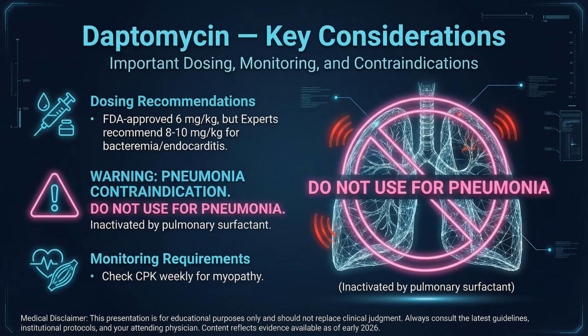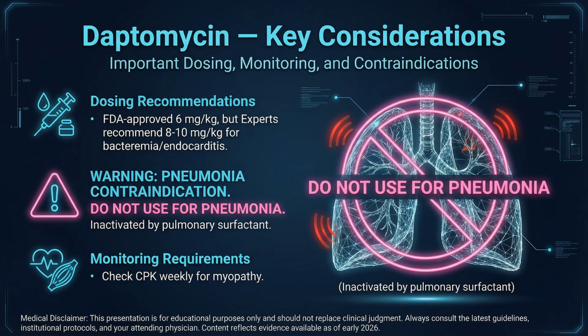While the Food and Drug Administration approved dose is 6 mg per kilogram once daily, many infectious disease experts now recommend higher doses of 8 to 10 mg per kilogram for serious infections like bacteremia and endocarditis. Second, a classic board question. Daptomycin must not be used for pneumonia, as it is inactivated by pulmonary surfactant.